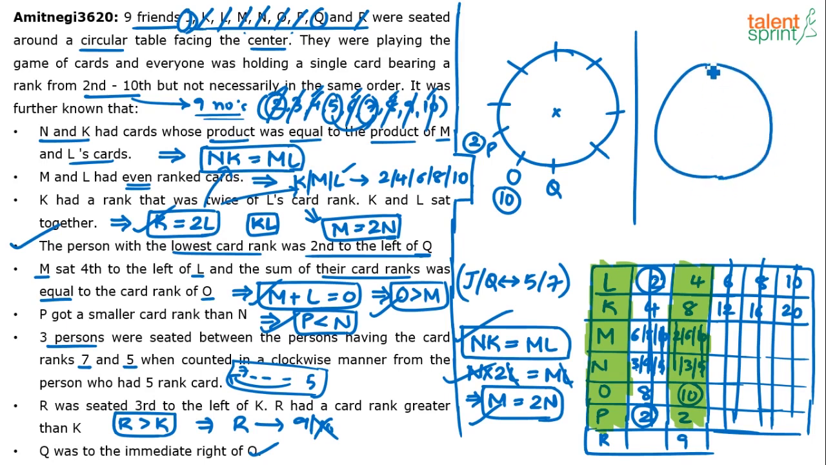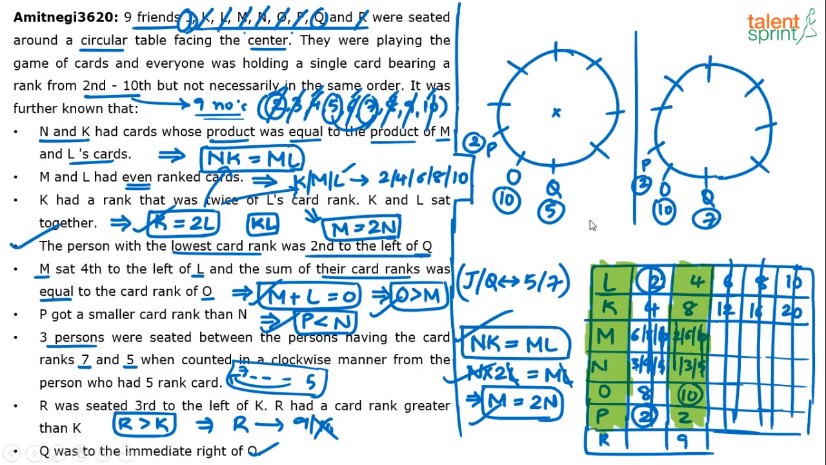Let's take 2 cases. 1, 2, 3, 4, 5, 6, 7, 8, 9. First, copy whatever has been done so far. O with 10 is fixed. P with 2 is fixed here, right? Now Q comes here. Now what are the possible values of Q? We have already discussed. Q can be 5 or Q can be 7. So let's say Q is 5 in this case and Q is 7 in this case. Accordingly, J will be 7 or 5. So if Q is 5, J will be 7. If Q is 7, J will be 5.